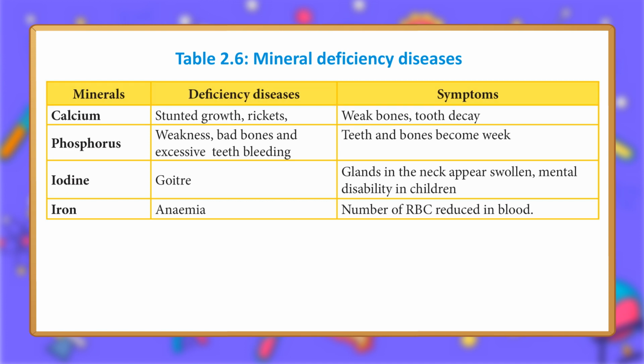Minerals, deficiency diseases, symptoms. Calcium: stunted growth, rickets, weak bones, tooth decay. Phosphorus: weakness, bad bones, excessive bleeding of teeth, teeth and bones become weak. Iodine: goiter, glands in the neck appear swollen, mental disability in children. Iron: anemia, number of RBC reduced in blood.